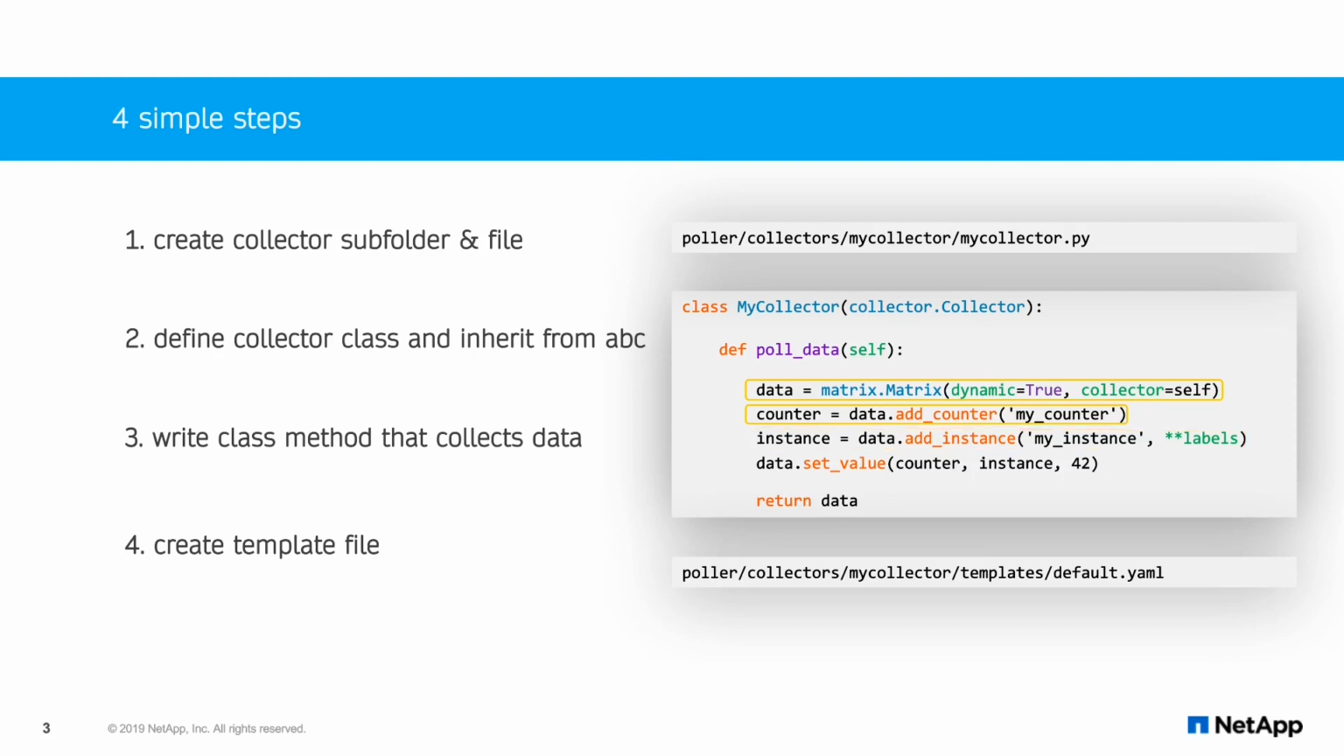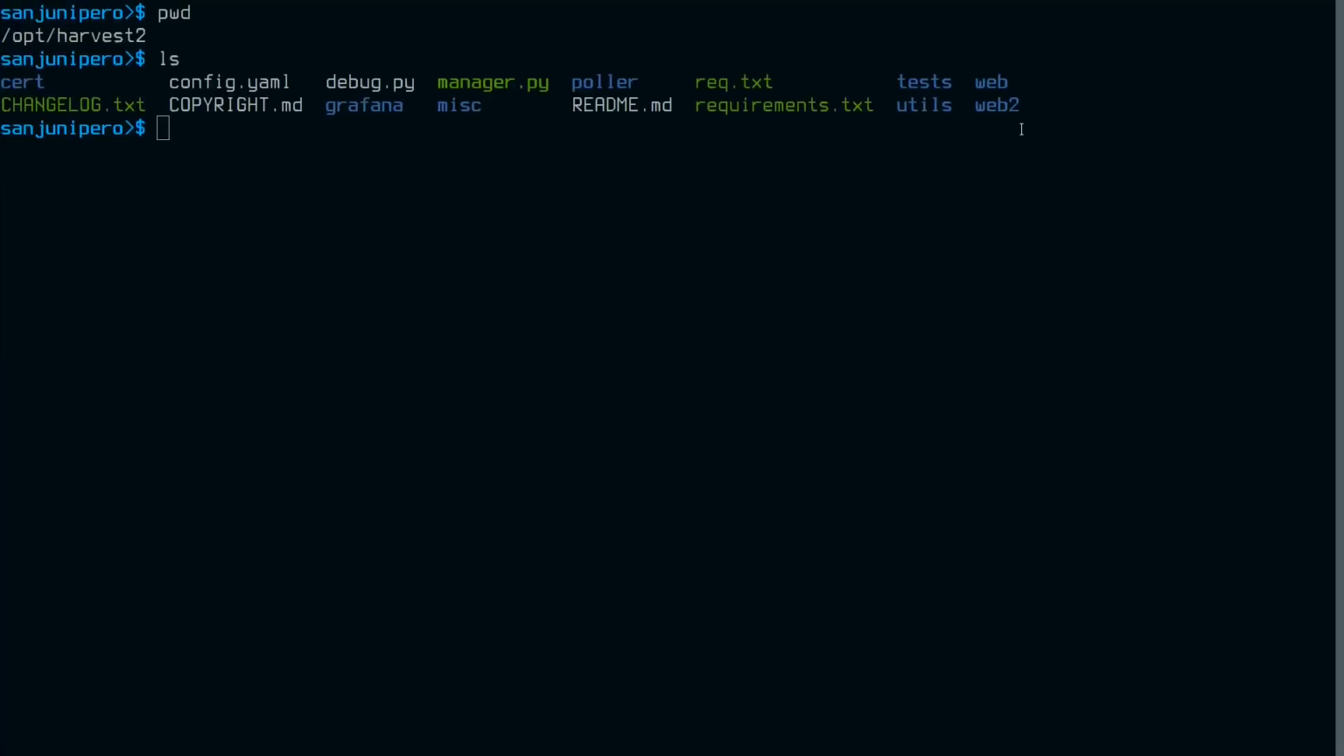One thing to keep in mind is that counter and instance names should always be unique. Otherwise, these 2 methods will throw a value error. The last method, setValue, is what we will use to add the actual numerical values to the matrix. Okay, so let's get started.